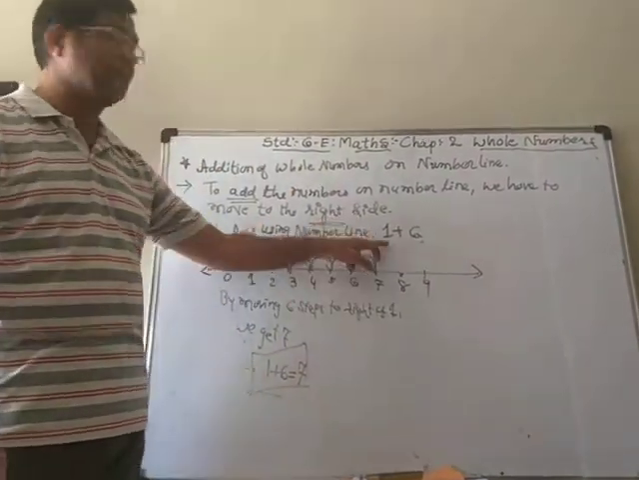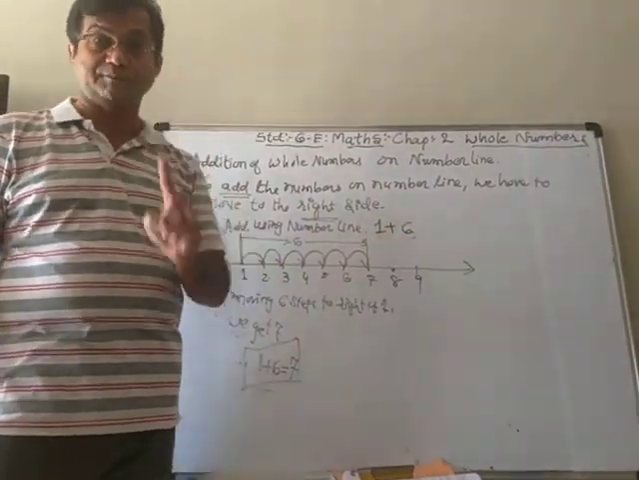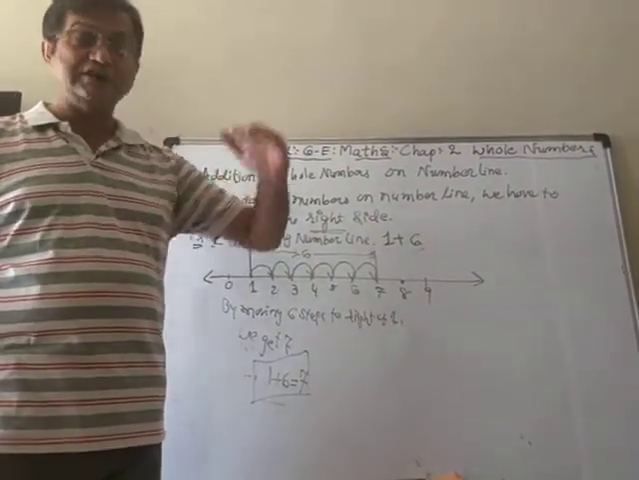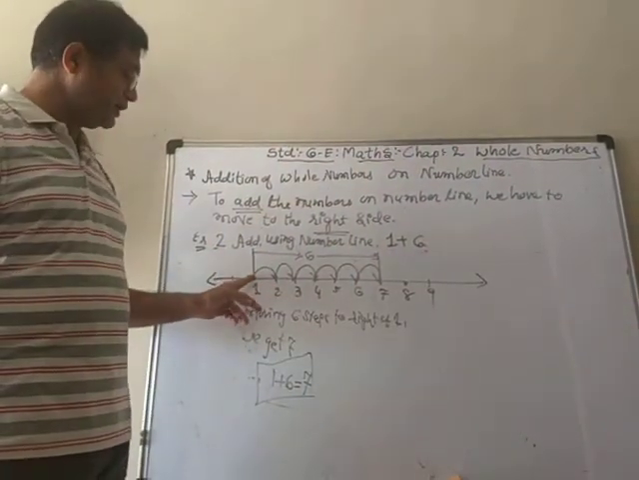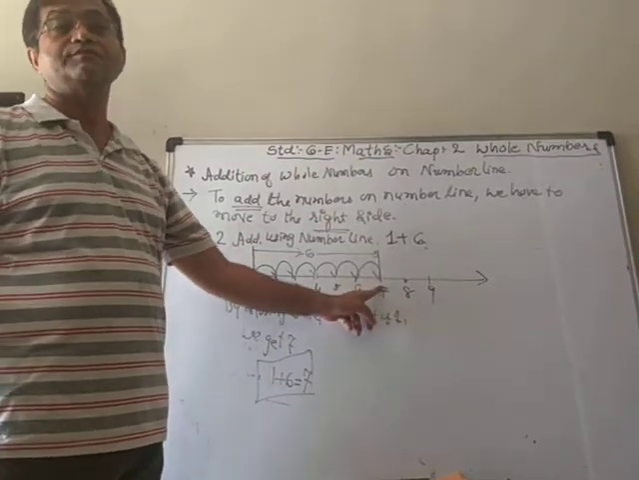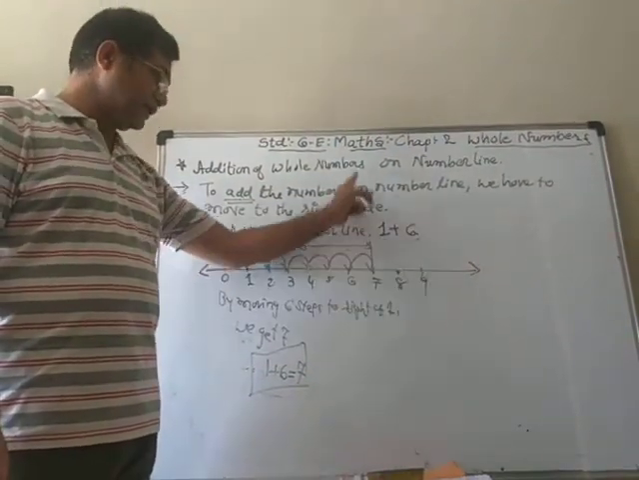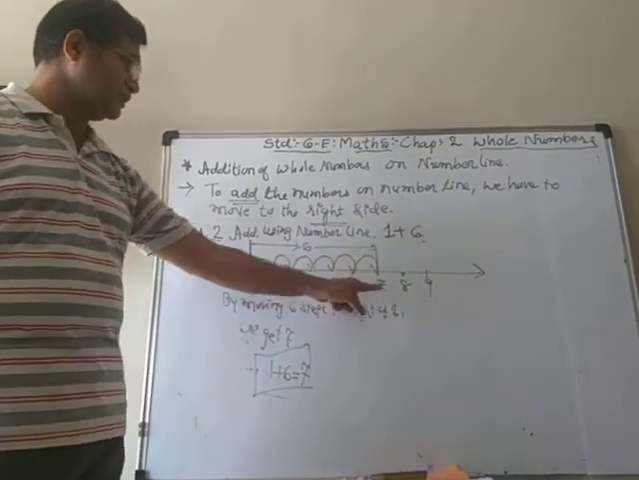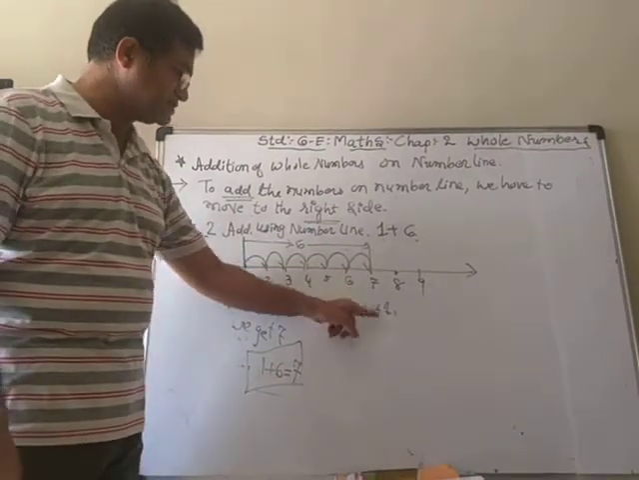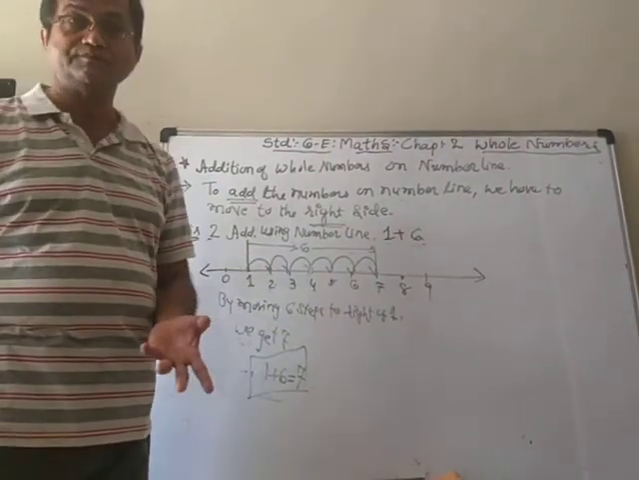Just start from the first number and jump only 1 step at a time. Don't make big jumps. Only 1 step at a time. So from here count 1, 2, 3, 4, 5 and 6. Then at 6 whatever came, you just draw a line, then check what is that? It is 7. So by moving 6 steps to the right of 1 we get 7. So 1 plus 6 equals 7.